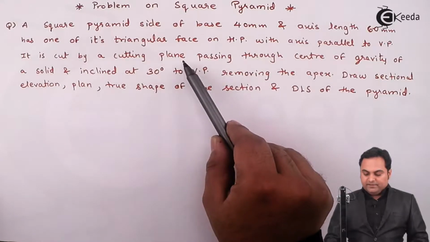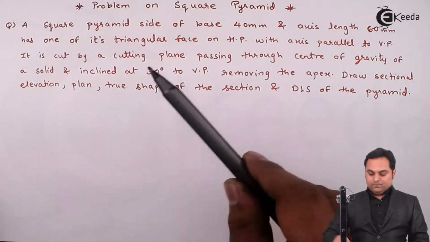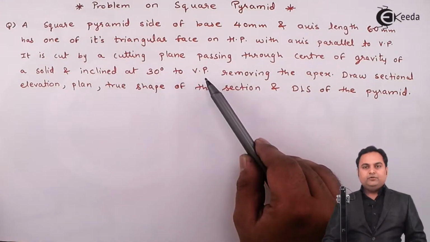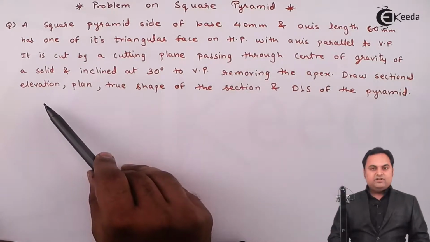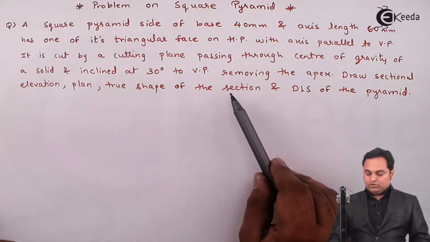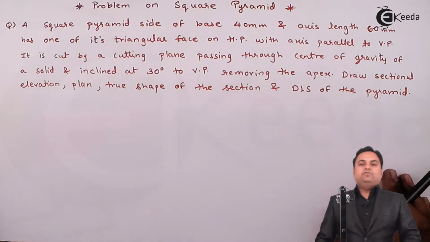It is cut by a cutting plane passing through the center of gravity of the solid and inclined at 30 degrees to VP, removing the apex. Draw sectional elevation, plan, true shape of the section and DLS of the pyramid. So this is the question in front of us.